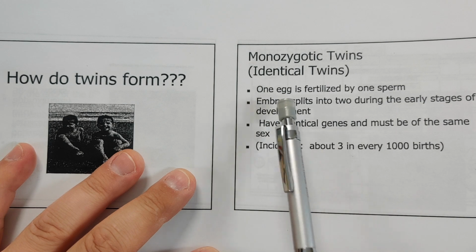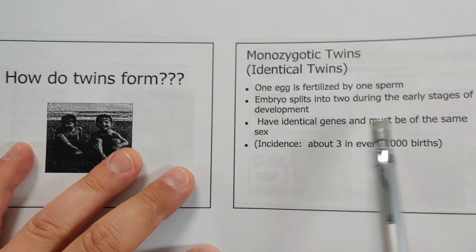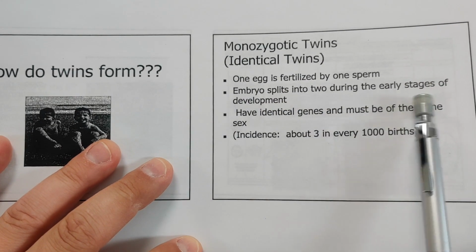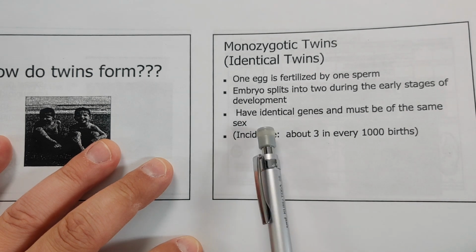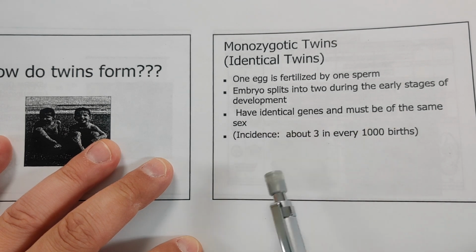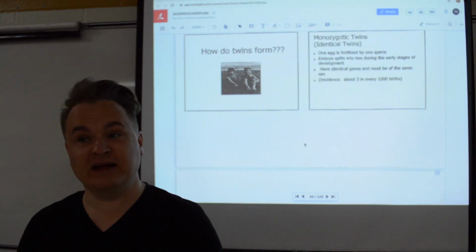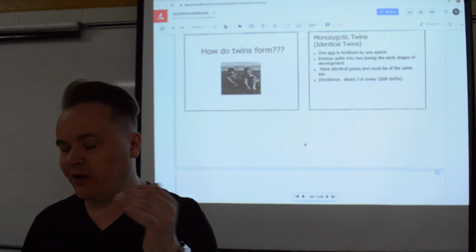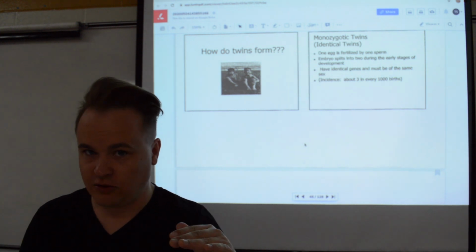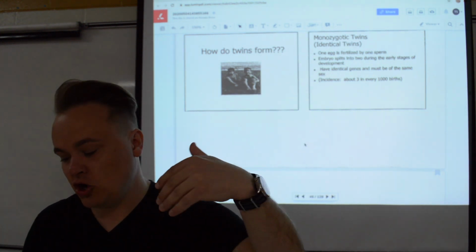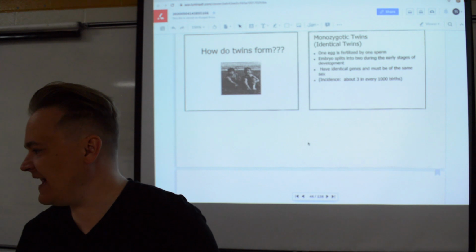Identical twins. One egg is fertilized by one sperm. The embryo splits into 2 during the early stages, have identical genes, and must be of the same sex. 3 out of every 1,000 births. So that means that the eggs split, they have to be identical. They can't be one boy and one girl. That means they're not identical. That leads us to the next thing, non-identical twins here, which is the last slide of today.